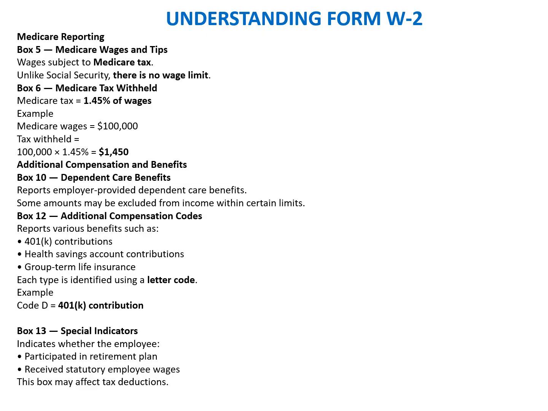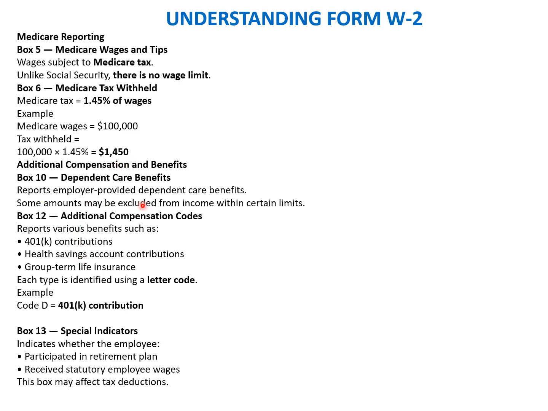Now box 5 and box 6. When we look at box 5, it is Medicare wages and tips, wages subject to the Medicare tax. Unlike Social Security, there is no wage limit for Medicare reporting. And box 6 includes the Medicare tax withheld, which is 1.45% of the wages. For example, if Medicare wages are 1 lakh, tax withheld is 1 lakh multiplied by 1.45%, which is 1,450.